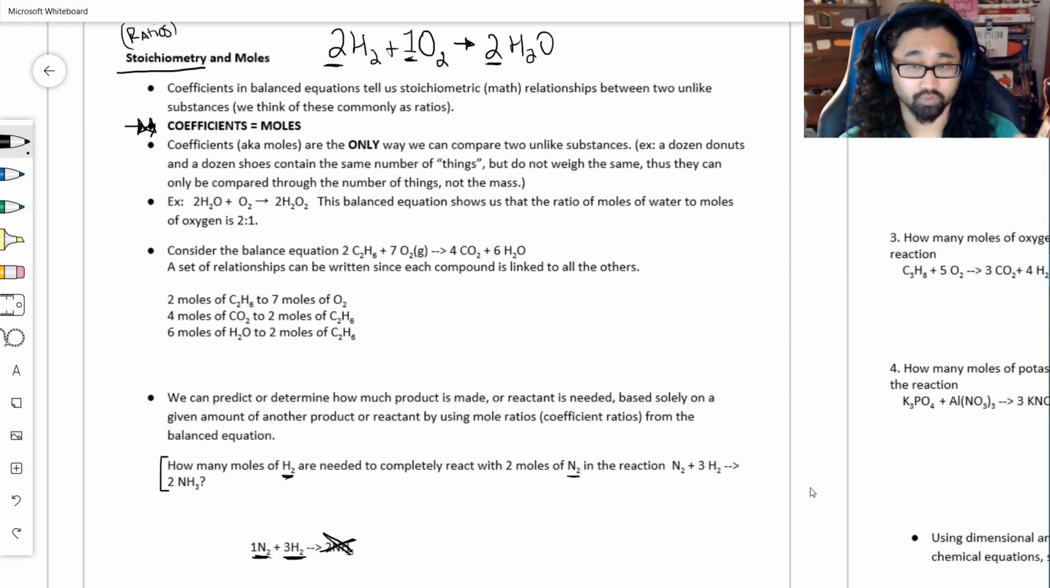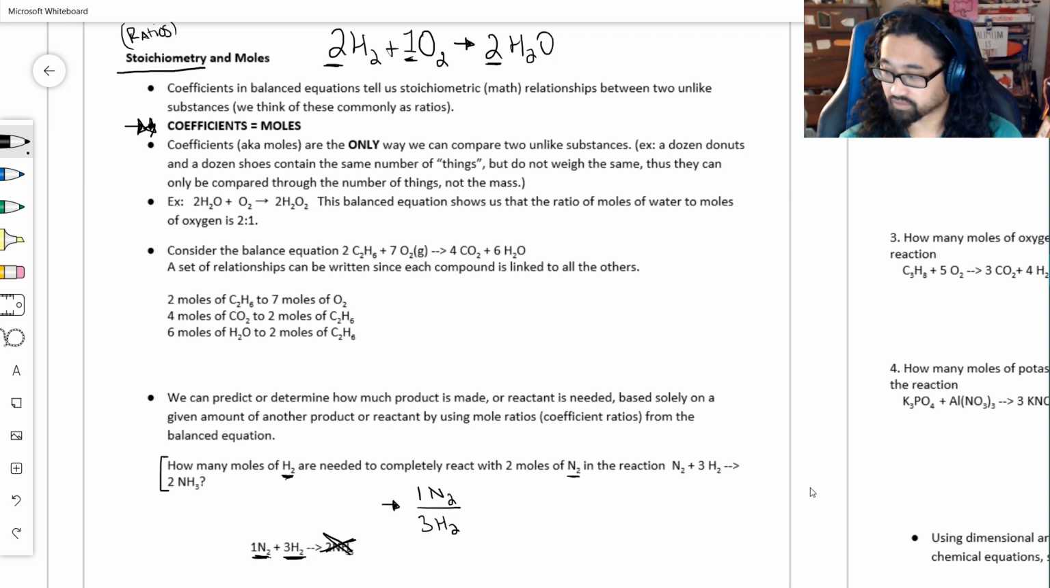In math class, one of the ways that you can display a ratio is by using a fraction. So I'm going to set up 2 ratios that have to be equal to each other. The reason they have to be equal is because I'm not allowed to change that proportionality. I'm not allowed to change the proportion. I can change how much I have, but I need to change it by the same amount. Right? So what I could say is that I have 1 N2 and 3 H2, right?